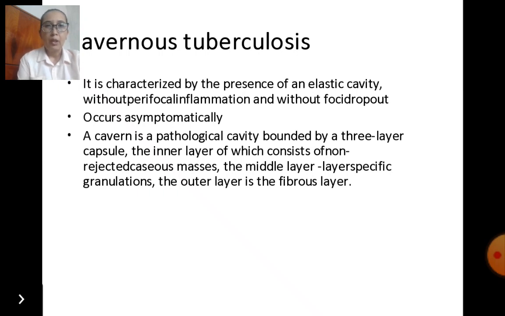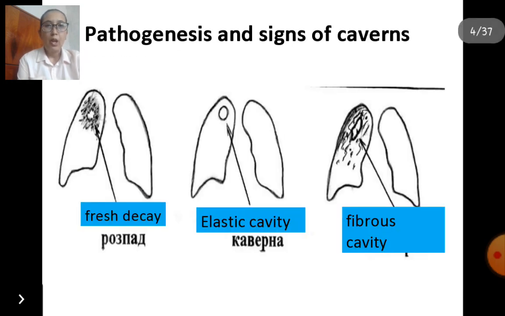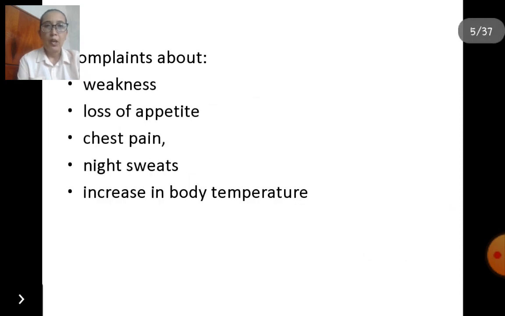It occurs asymptomatically. A cavern is a pathological cavity bounded by a three-layer capsule, the inner layer of which consists of non-rejected caseous masses. The middle layer is a layer of specific granulation, and the outer layer is a fibrous layer. Pathogenesis and signs of caverns. In this slide you can see the fresh decay, elastic cavity, and fibrous cavity.